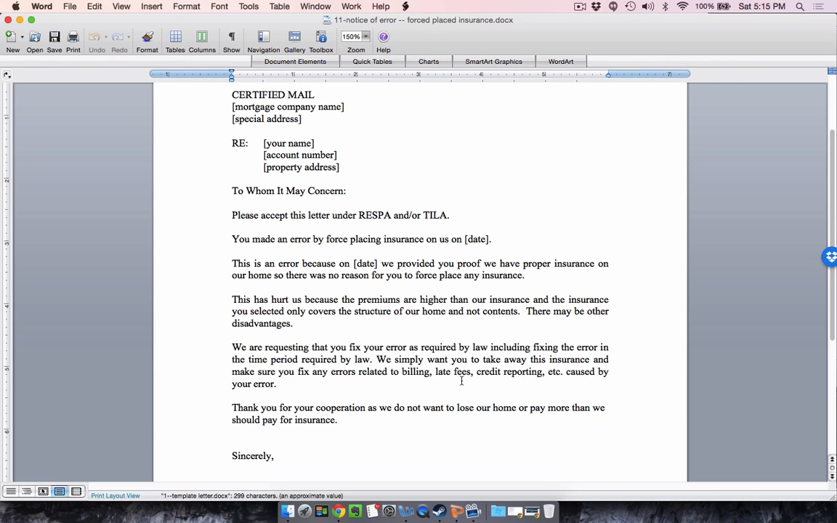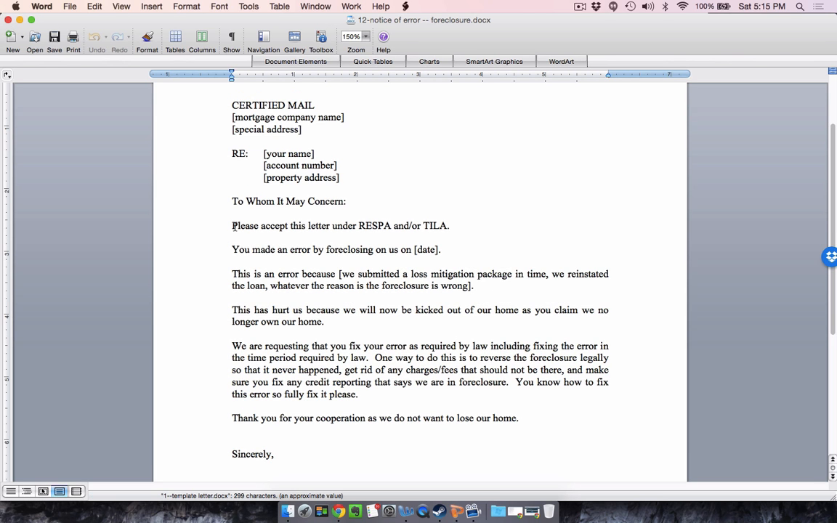We've seen people lose their homes because of bogus forced place insurance, and we don't want to pay more than we're supposed to pay. So sometimes they commit an error and it has like a domino effect. Well, now these late fees are there, and now that triggers this, and now that triggers that. And next thing you know, you're losing your house because of what seemingly is a small error. But it was the first domino that knocked all these other dominoes over that leads to you losing your home.